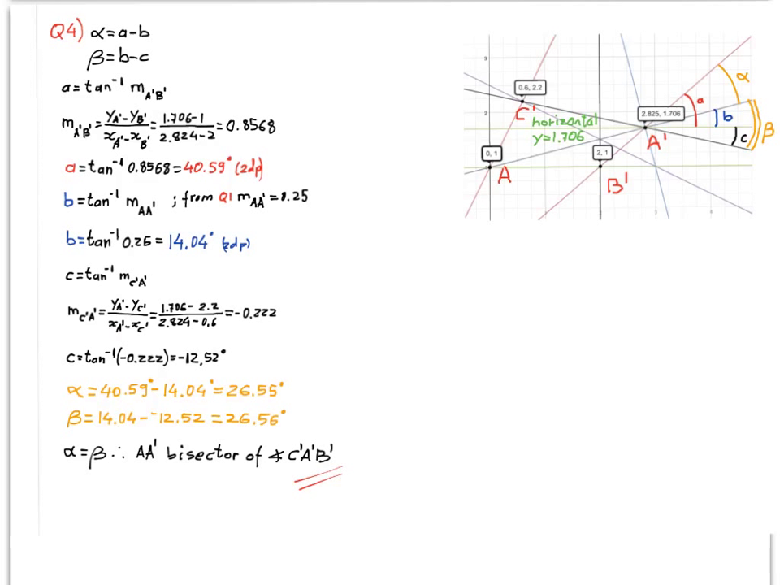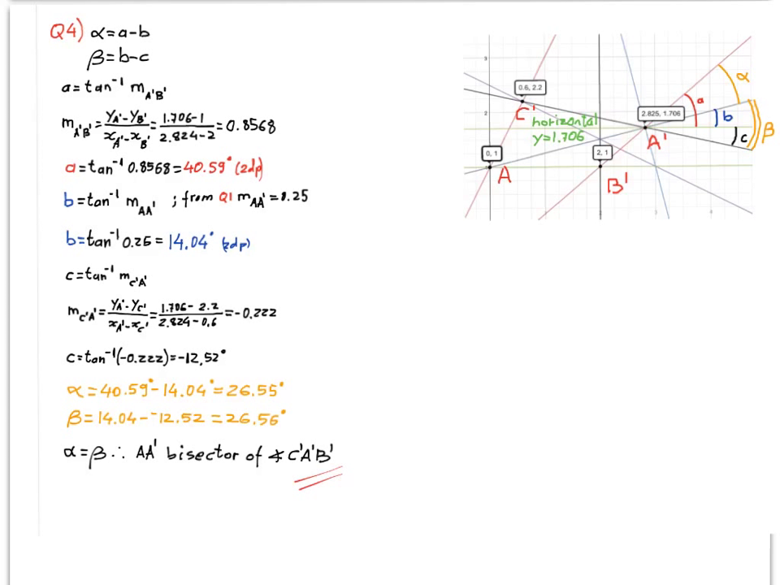And now question 4, which might seem a bit more sophisticated, is actually not. We're being asked to determine whether the line AA prime is the bisector of the angle C prime, A prime, B prime. So if this line splits this angle C prime, A prime, B prime into two equal angles, this and this.